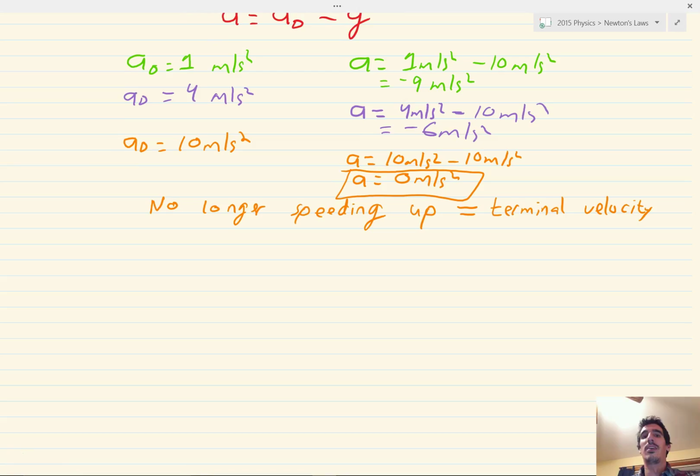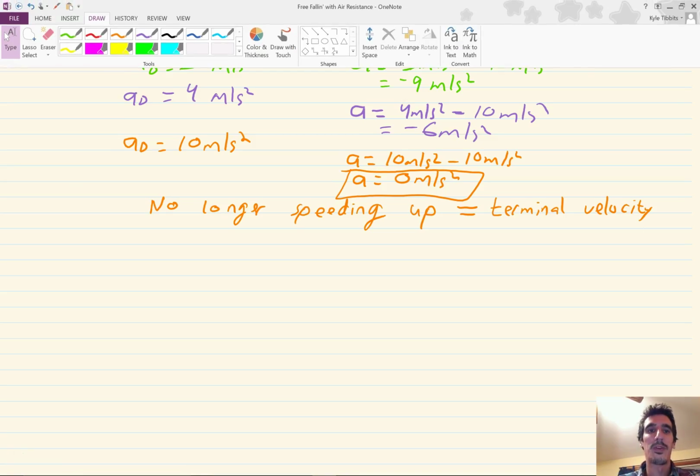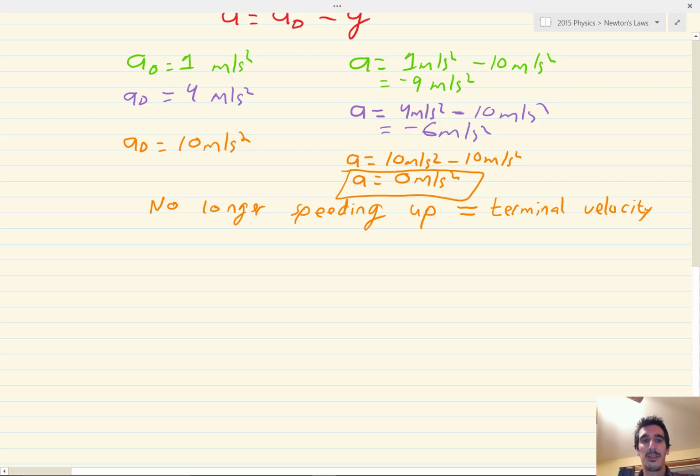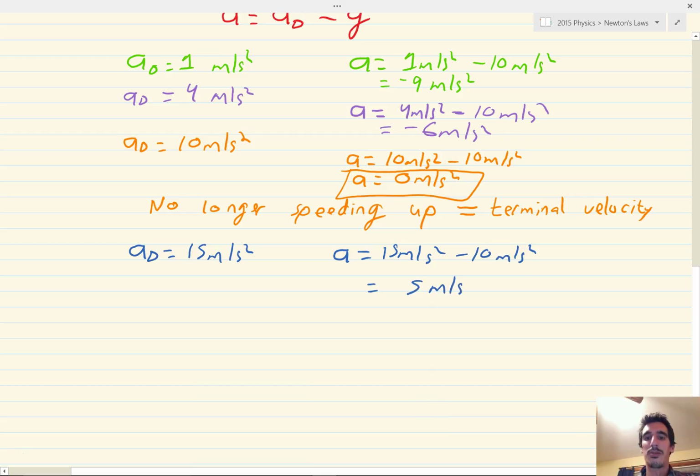Now what happens if a gust of wind comes up? So you're falling at terminal velocity, then something comes up, and now the acceleration due to drag is 15 meters per second squared. What's going to happen to you now? Well, you should get your acceleration is 15 meters per second squared minus 10 meters per second squared, which equals 5 meters per second squared. That would mean that you are now accelerating upwards at a rate of 5 meters per second squared.